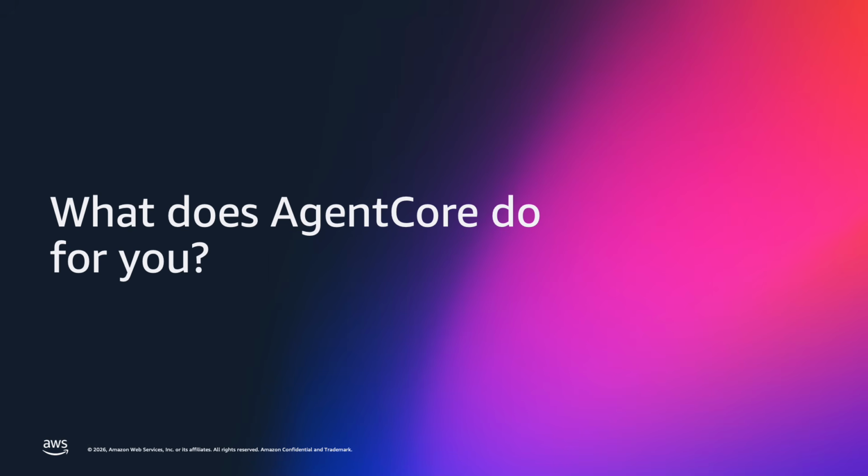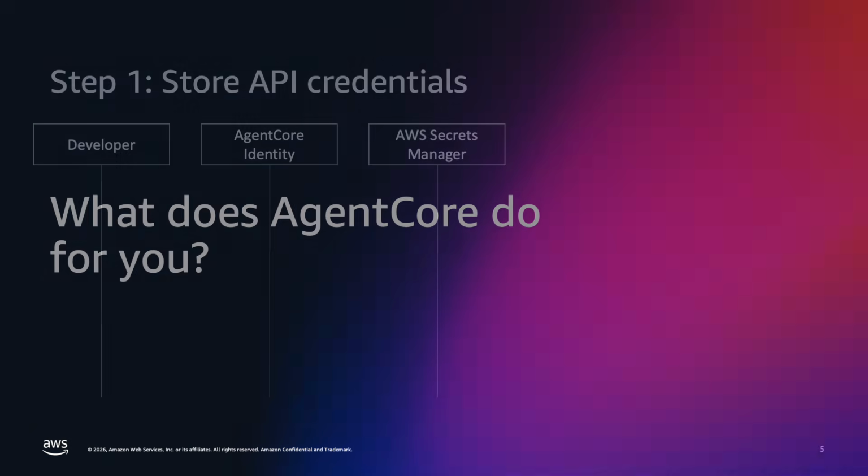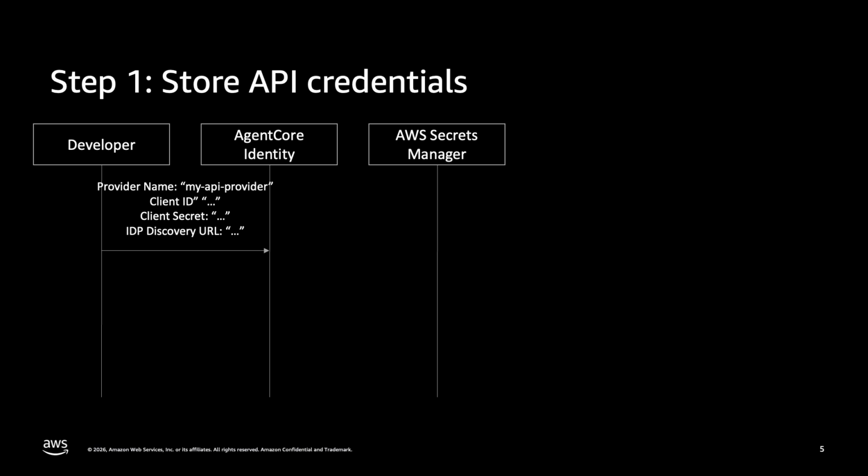From here on, we are going to go behind the scenes. Everything you're about to see is handled automatically by AgentCore. You don't need to build or manage any of this yourself. When you create a credential provider, you give AgentCore Identity the provider name, the client ID, client secret, and the identity provider's discovery URL. AgentCore Identity takes the client secret and stores it securely in AWS Secrets Manager. Your credentials never touch your code base. Once complete, you get back a provider ARN and provider name. This is what your agent code references in the requires_access_token decorator.